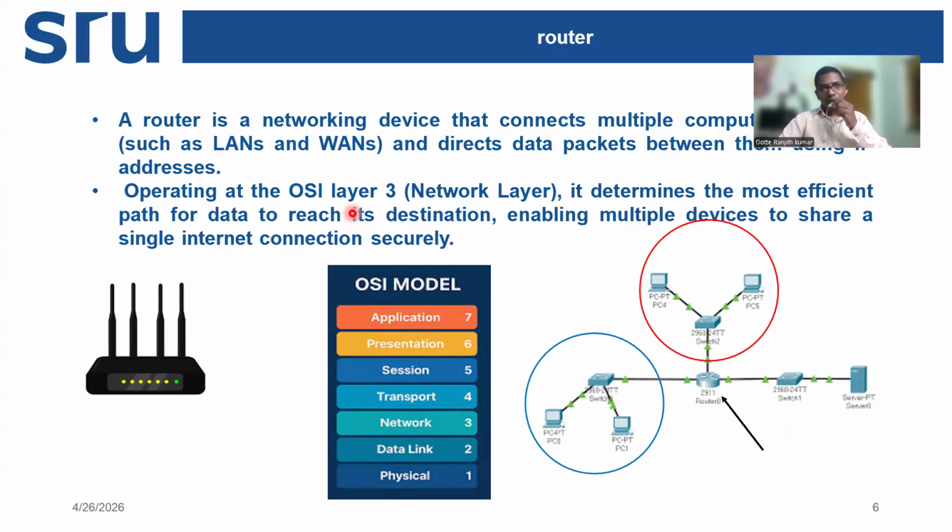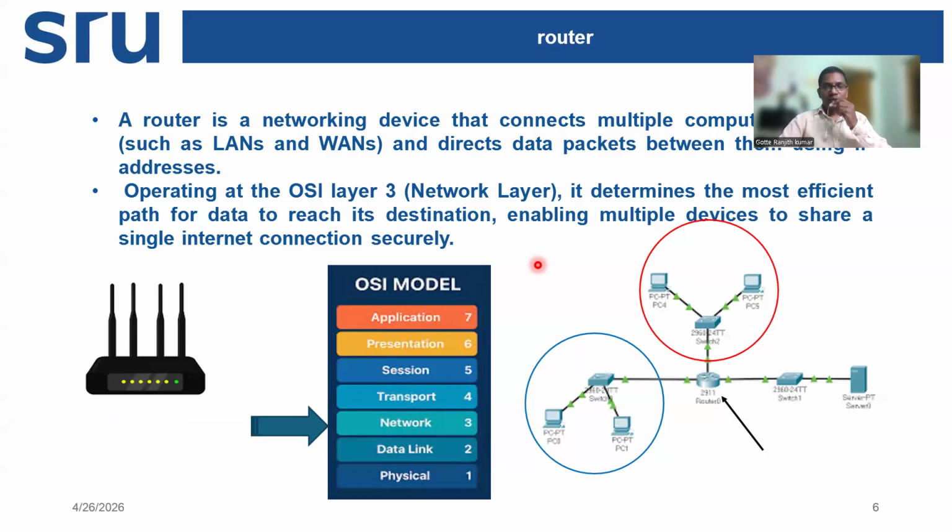Earlier in my previous video, I demonstrated two networking devices, hub and switch. The hub operates at the physical layer, and the switch operates at the data link layer. Similar to that, the router is one network connecting device that will operate at layer 3, that is the network layer.